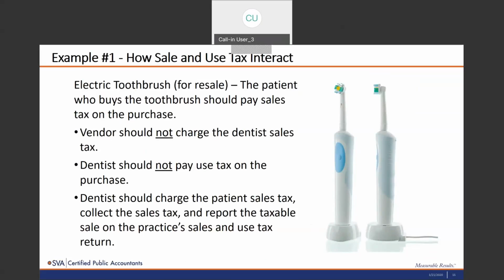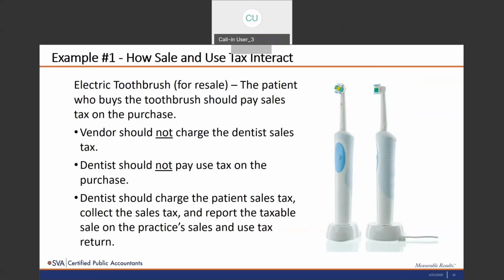So when they buy that, if they do not charge you sales tax, again, the dentist is ultimately going to charge that sales tax to the patient, collect the tax, report the taxable sale on their practice's sales and use tax return, depending on the frequency, and then from there, we'll submit it. One thing that you may see is, let's expand that a little bit further.